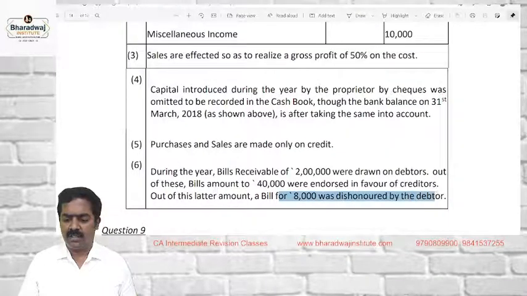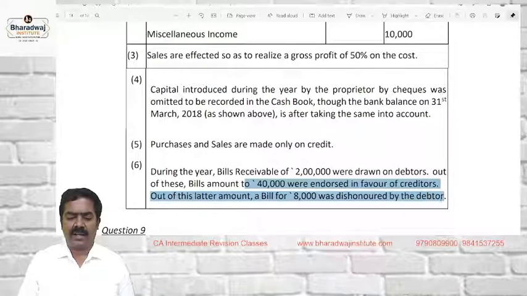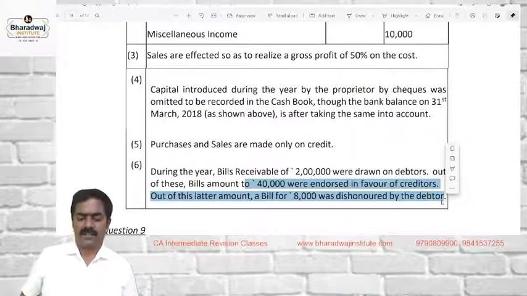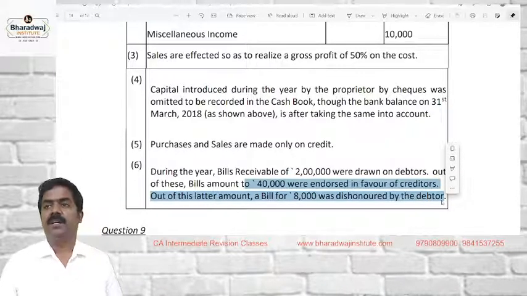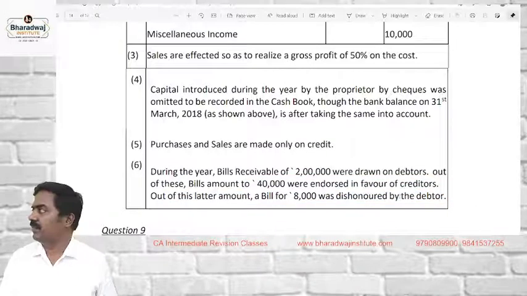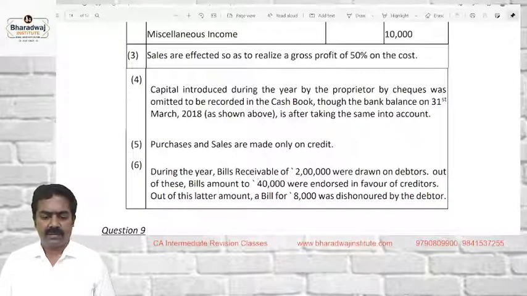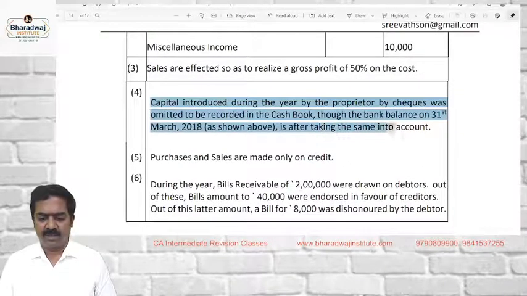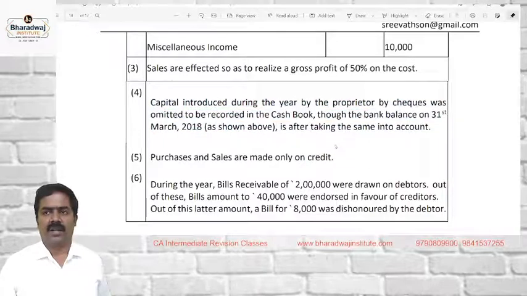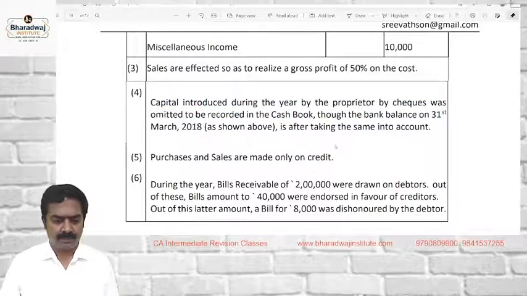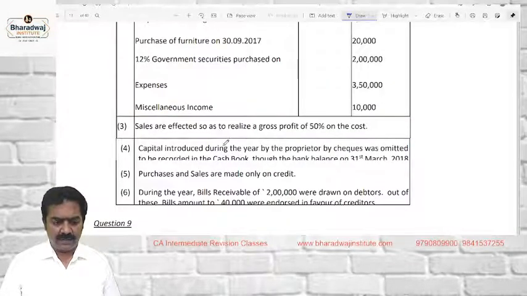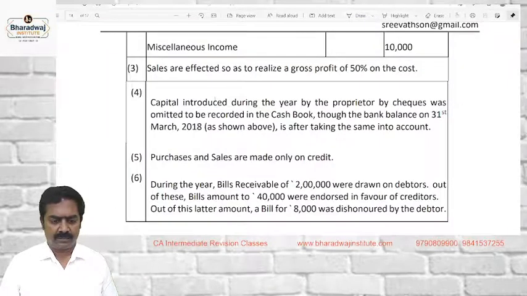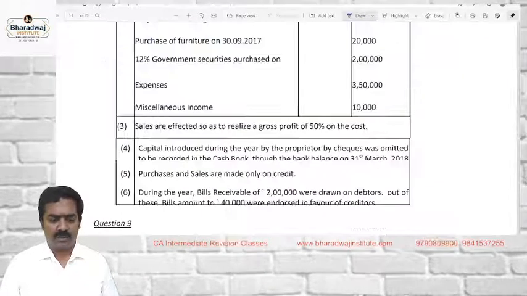This 8,000 was dishonored by the debtor. 40,000 is endorsed to creditors. In that, 8,000 was dishonored by debtors, which means an endorsed bill dishonored. Our debtors have not honored that bill. Please take it. I hope it is an alignment error. Please write it, then you can continue. Okay. I hope there is no issue with the other things.